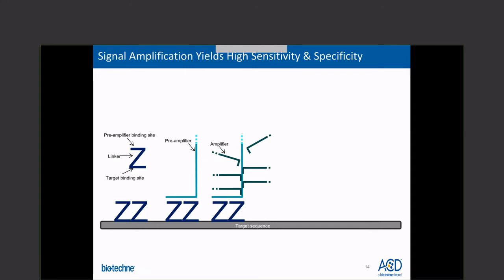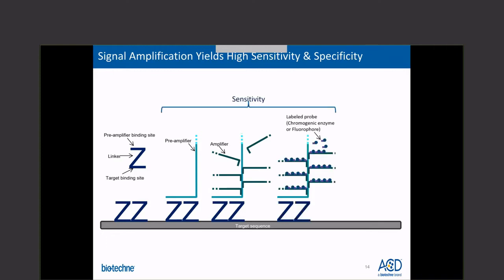bind multiple labeled probes, sequentially hybridizing to assemble a branching complex at each ZZ binding site. Labeled probes can contain a chromogenic enzyme, such as HRP, that generates a visible signal after a chromogenic reaction, such as with DAB, detectable under a standard bright field microscope. The labeled probes can also contain fluorophores that allow for visualization of the signal under a fluorescent microscope.